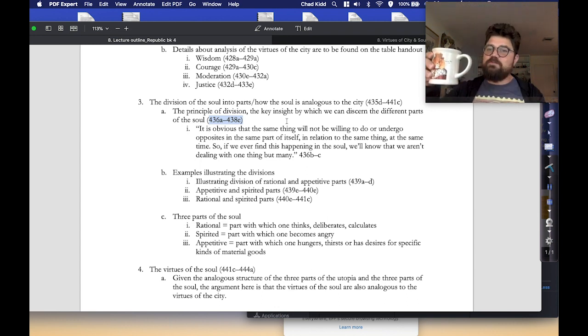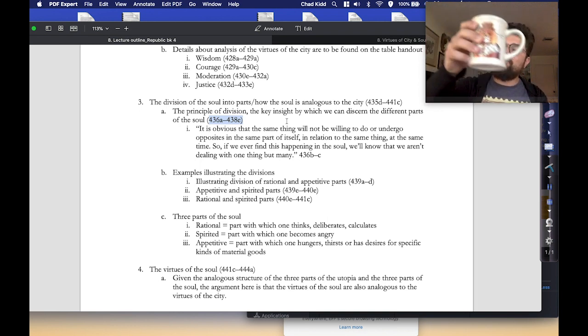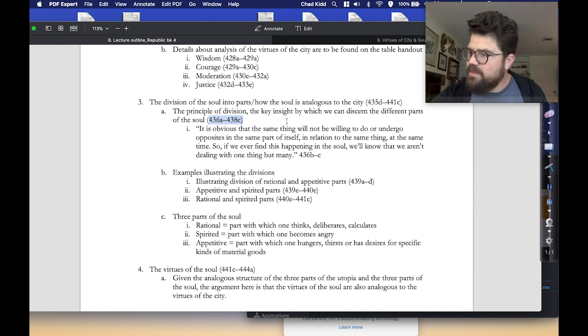Notice, in order for it to be both hot and cold, it will have to have two different parts, one of which bears the coldness, the other of which bears the hotness. What about this business about relations to things, right? He does say, will not be willing to do or undergo opposites in the same part of itself in relation to the same thing at the same time.